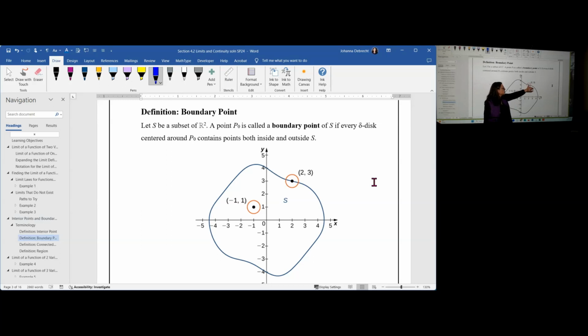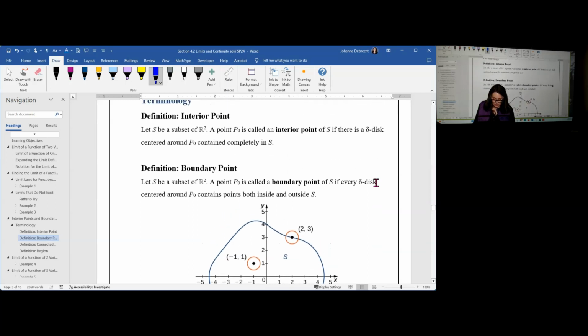Notice the point 2, 3. 2, 3 is on the boundary of S. No matter how small I make delta, some of the points inside the delta disk are going to be outside of S, and some are going to be inside S. That makes it a boundary point, if it contains points both inside and outside.